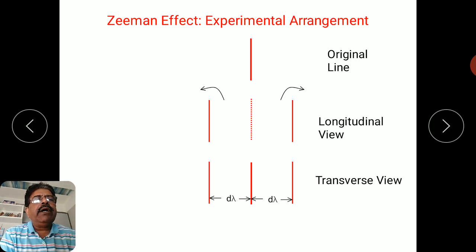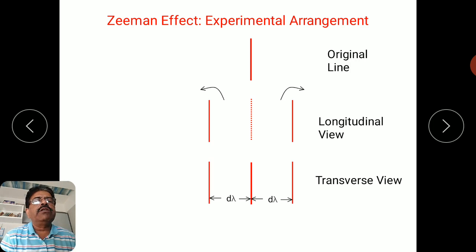Then another view, as I have mentioned, is the transverse view. Transverse view means you are placing your spectrometer, or observing the spectra, in a direction perpendicular to the direction of the magnetic field. What we observe in this particular spectra is that it contains three lines. As I have mentioned here, a single line is split into three components.